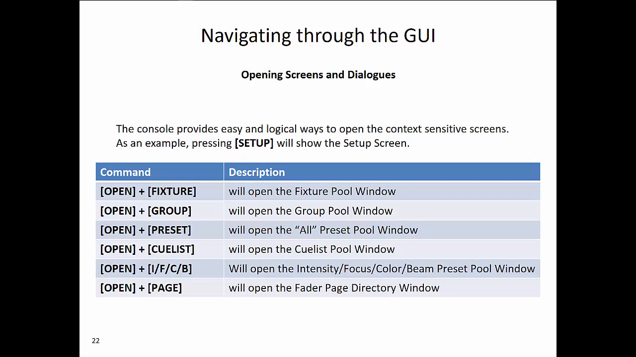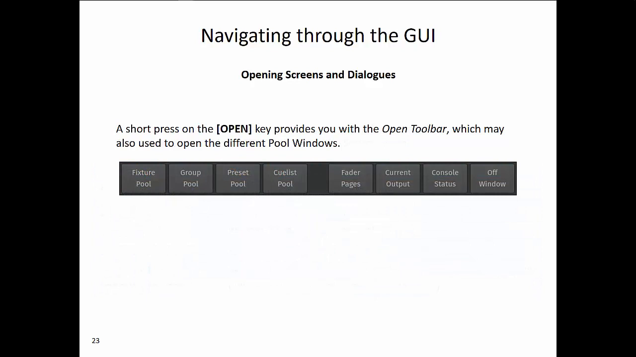The same thing is true of opening the Group Pool, the Preset Pool, which will show you all presets, opening the QList pool, opening any of the intensity, focus, color, or beam preset pools, or opening up a fader page directory window. Remember, many of these are already present on an external monitor in a smaller window pool. Opening screens and dialogues. A short press on the Open key provides you with the Open toolbar, which may also be used to open the different pool windows.